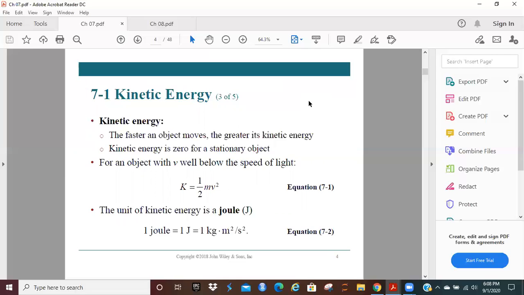The unit of kinetic energy is going to be the joule. And you can see there in equation 2 that it's going to be 1 joule represented with J. It's also going to be 1 kilogram meter squared per second squared. Another way to look at this is going to be 1 Newton meter, if you're familiar with the units for newtons.